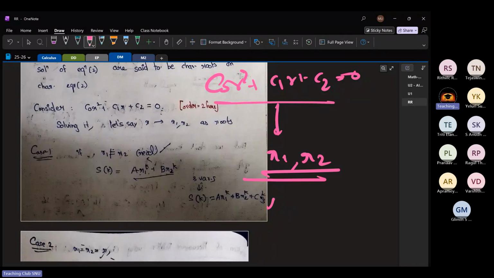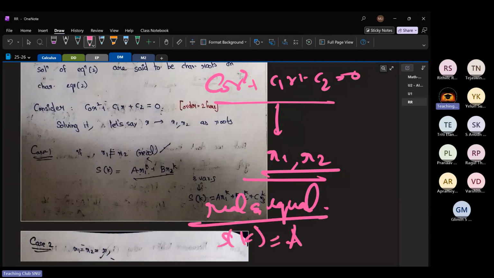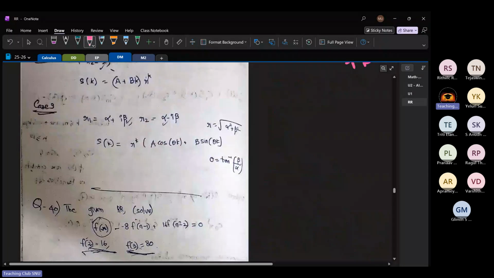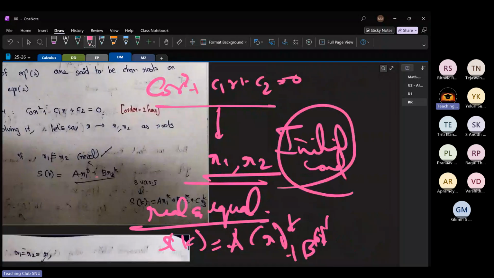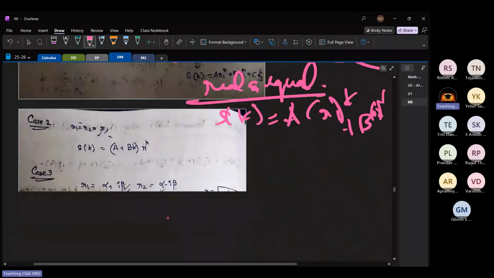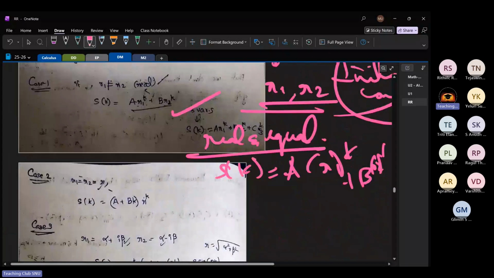If they are real and unequal, then the solution is given by A r1 power k plus B r2 power k. Again, I don't know what A and B are. How will I find A and B? Again, our initial conditions. Without initial conditions, you cannot solve them. I mean it when I say that. So A r1 power k plus B r2 power k, and you can just find the values of A and B there. Simple.